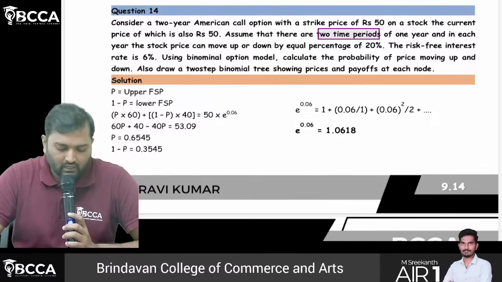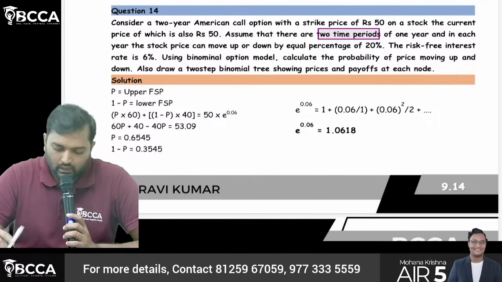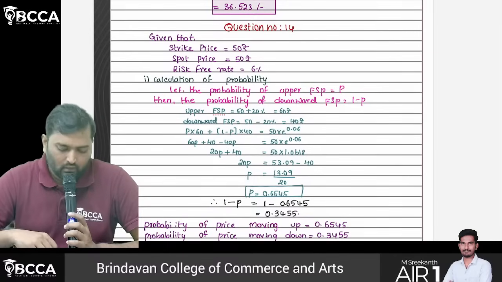The risk-free interest rate is 6%. Using the binomial option model, calculate the probability of price moving up and down. Also draw the two-period binomial tree showing prices and payoffs at each node. So let us see this question.